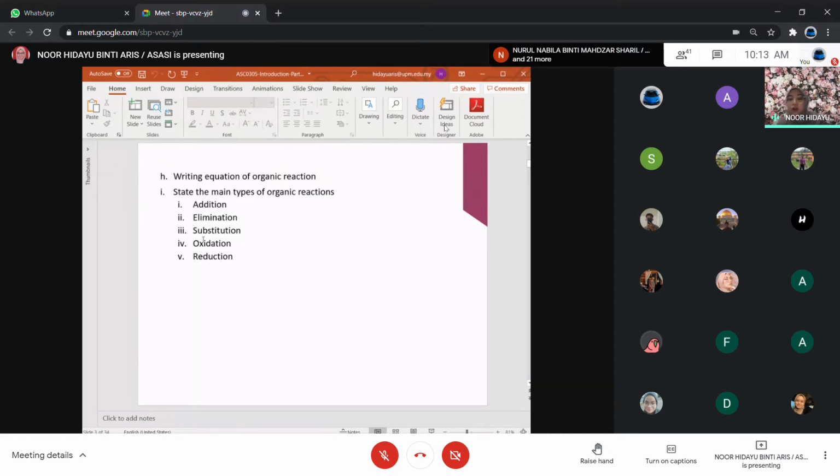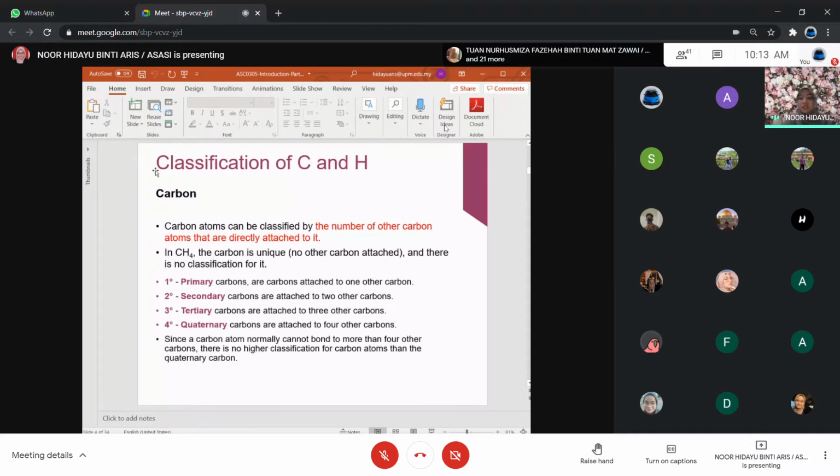Lepas tu kita tengok how to write equations of organic reactions. And then the last one baru kita akan masuk tengok dekat reactions in organic chemistry. So we have 5. This is the main reactions. We have addition, elimination, substitution, oxidation and reduction. Oxidation and reduction is actually vice versa ataupun reaction yang complement between each other. Okay, kalau ada oxidation, mungkin reaction tu boleh reduce back into the original one. Okay, so let's see the first one.